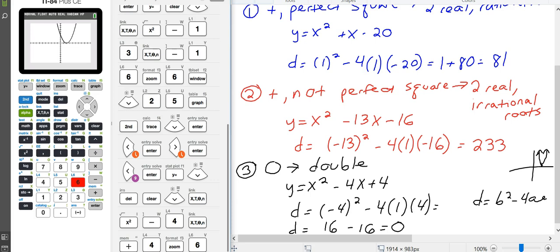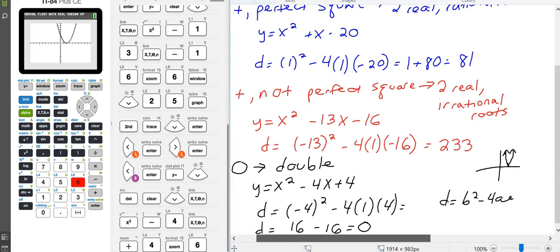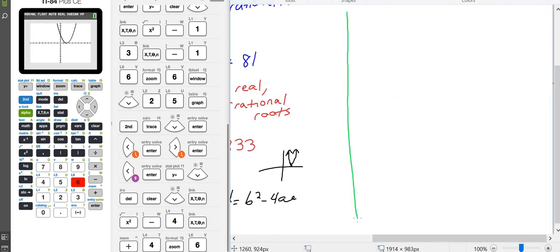The last scenario we could have, where we're using the discriminant, is when the discriminant is negative. If the discriminant is negative, there are no real roots, which means the parabola does not cross the x-axis anywhere. There will be imaginary roots, but that's part of the Algebra 2 course, not the Algebra 1 course. So let's look at an example of that.